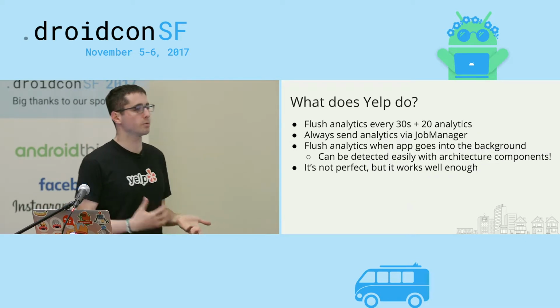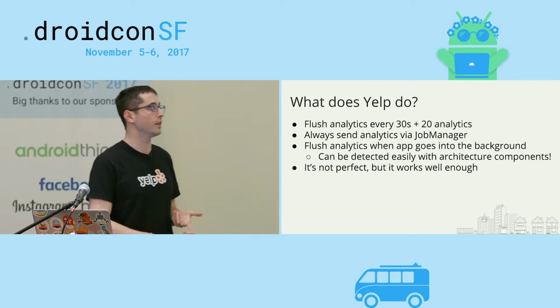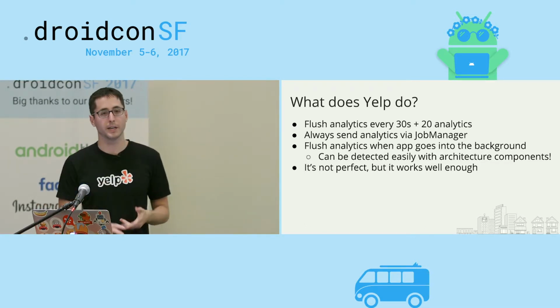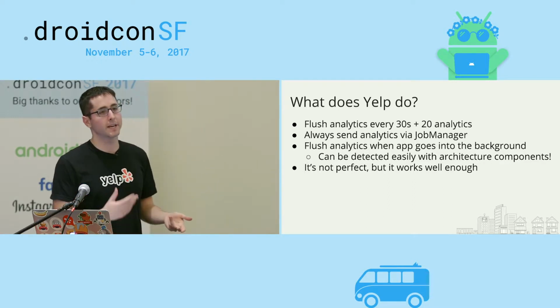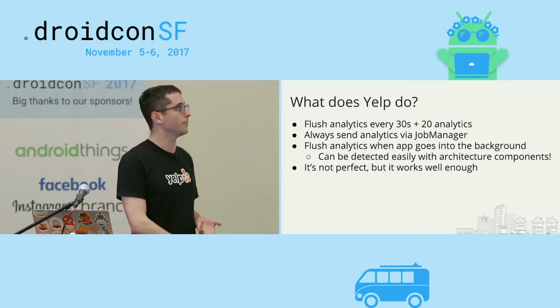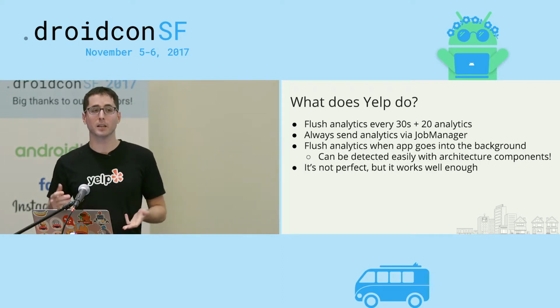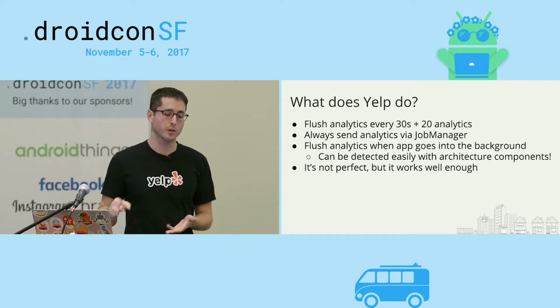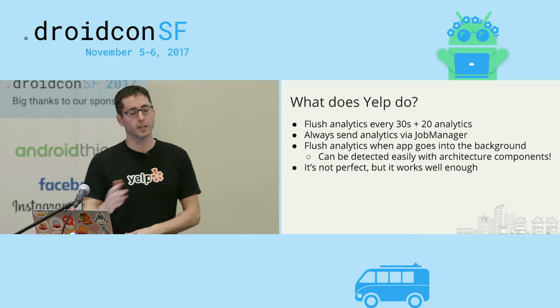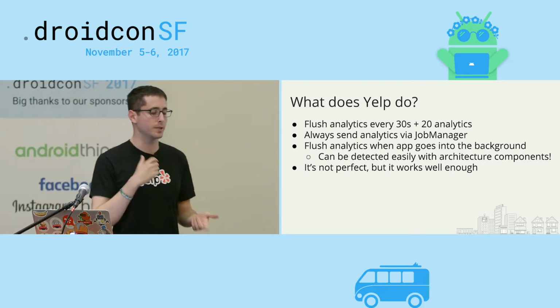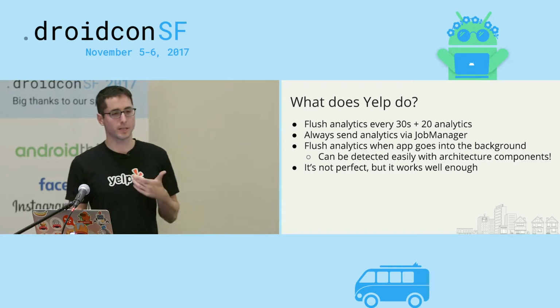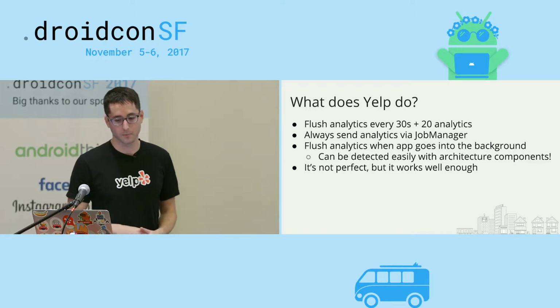And this is pretty similar to what we do at Yelp. We flush analytics every 30 seconds and every 20 analytics, once either of those 2 conditions has passed. We always send our analytics via a job manager job, and we also flush our analytics immediately once the application goes into the background. And also, in some particular cases, we'll immediately flush our analytics once particular ad impressions have been delivered, because again, that translates to dollars in our bank account.